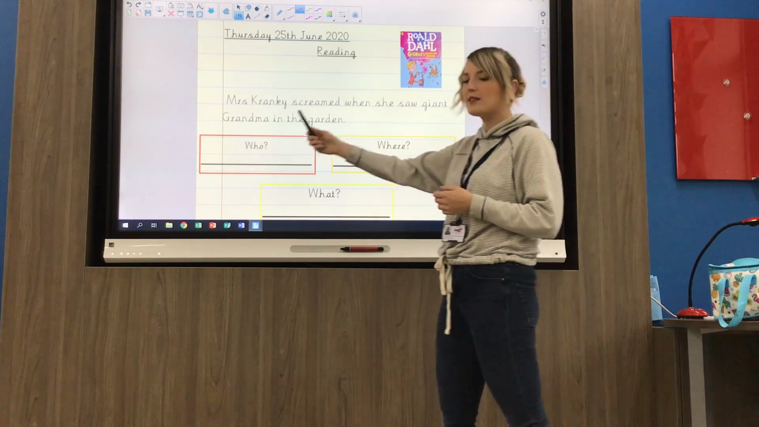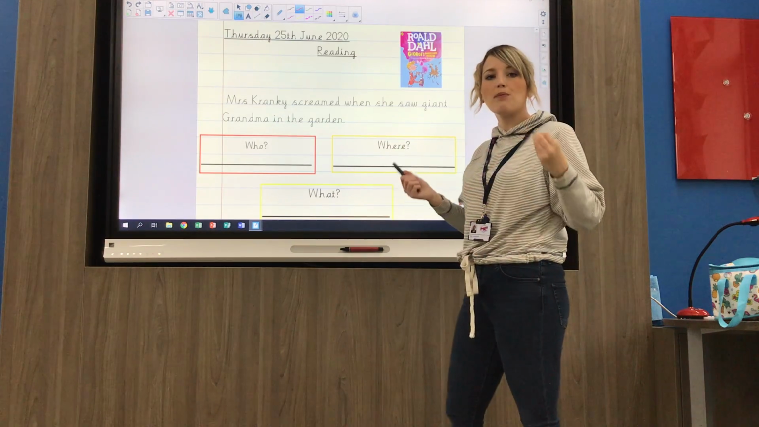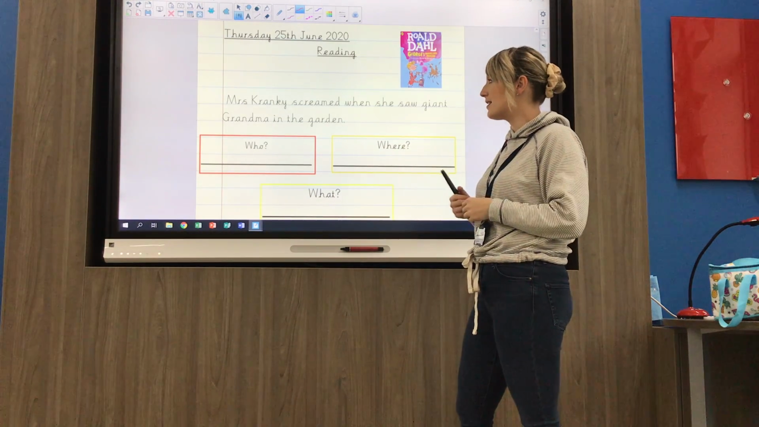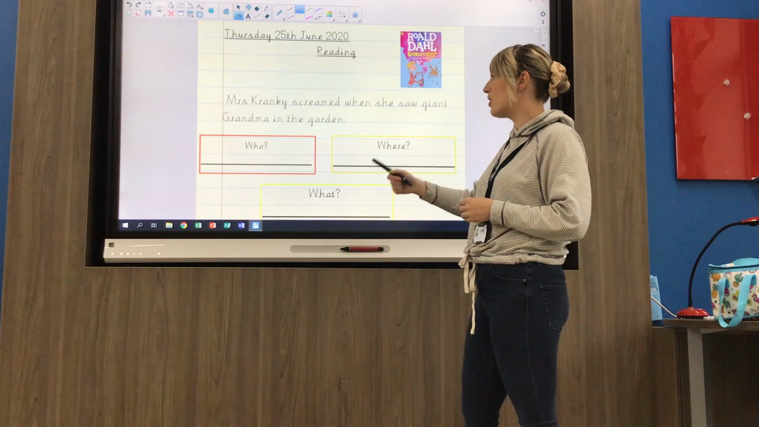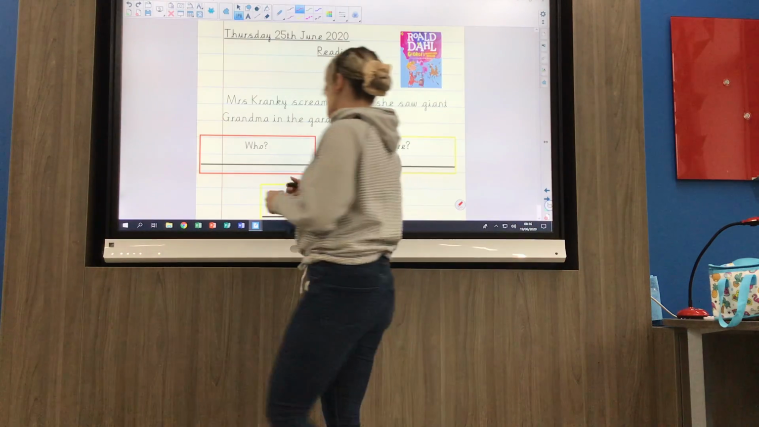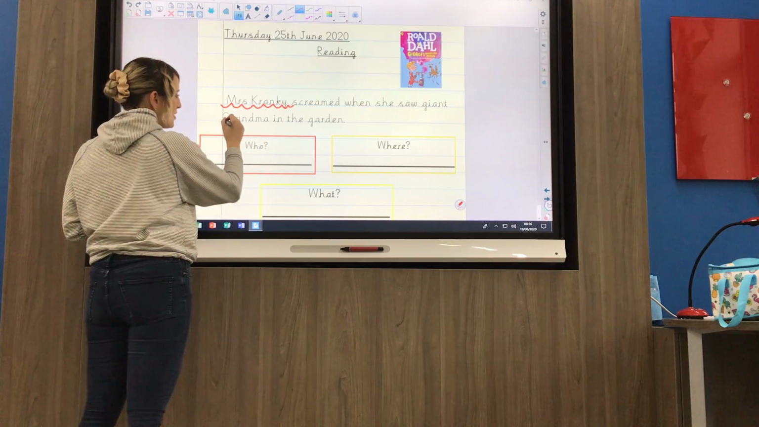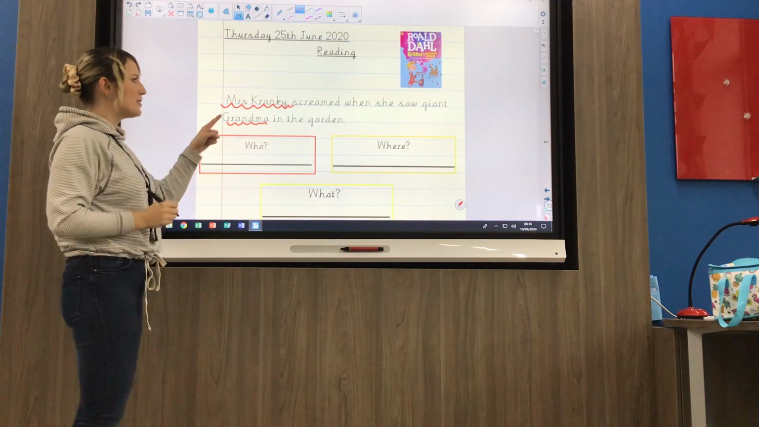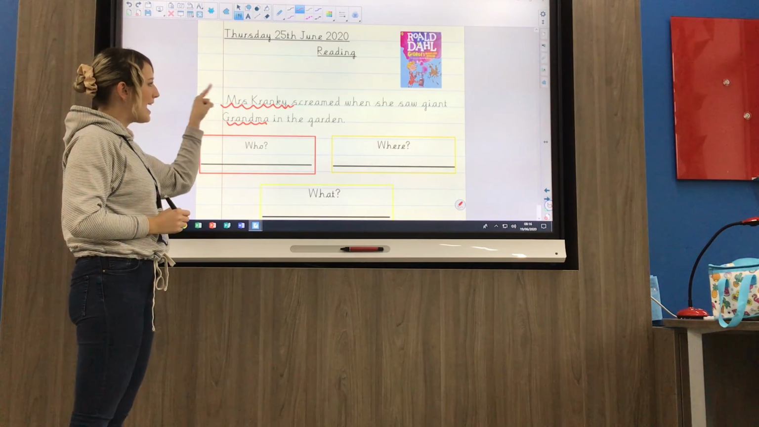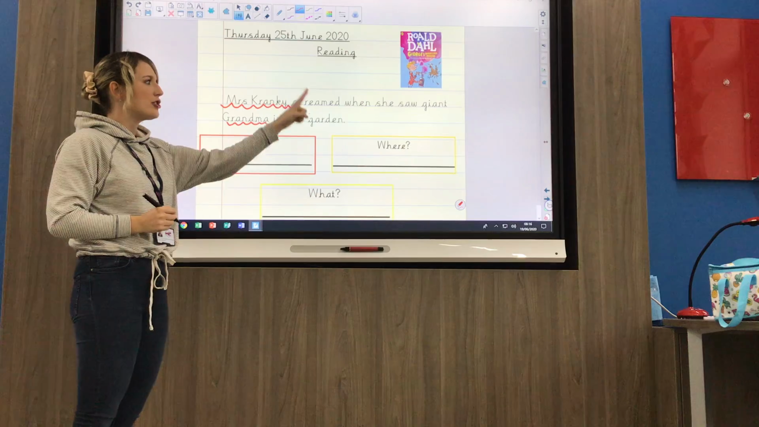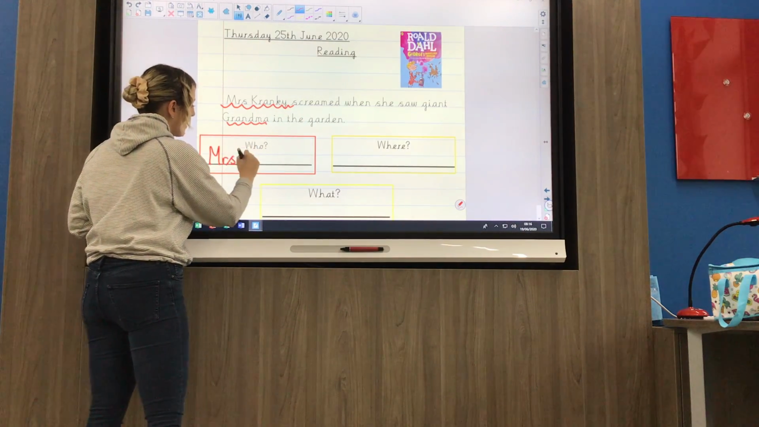Okay, so my red box is my who box. So I need to think of what character, what person is in the sentence. So Mrs. Cranky screamed when she saw Giant Grandma in the garden. So I've got Mrs. Cranky. Okay, I've also got Grandma, but Mrs. Cranky is the main person, my main noun in this sentence, because she's doing the action. So my who is Mrs. Cranky.